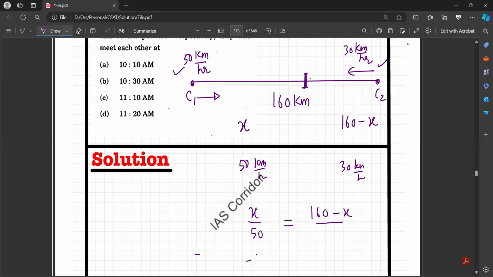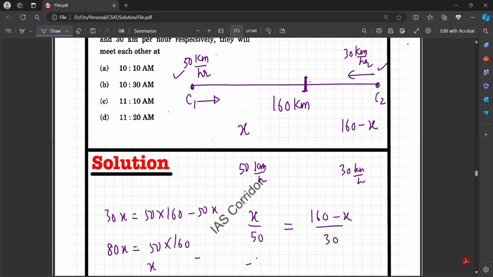This will be 50, this will be 30. So this becomes 30x equals 50 into 160 minus 50x. 80x becomes 50 into 160. x becomes 50 into 2, so that many kilometers. Got it? If x is 50 into 2 kilometers, what will be the total hours?